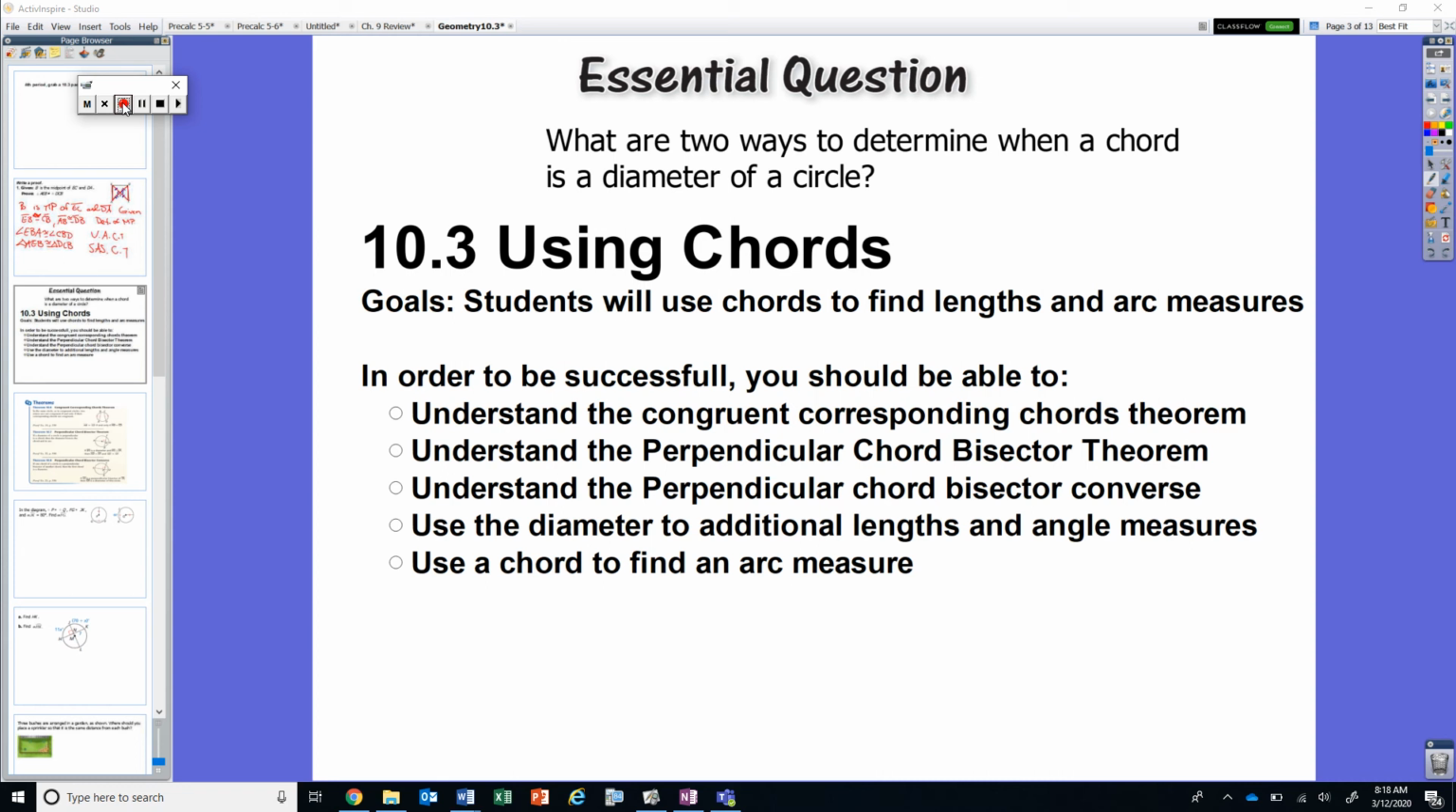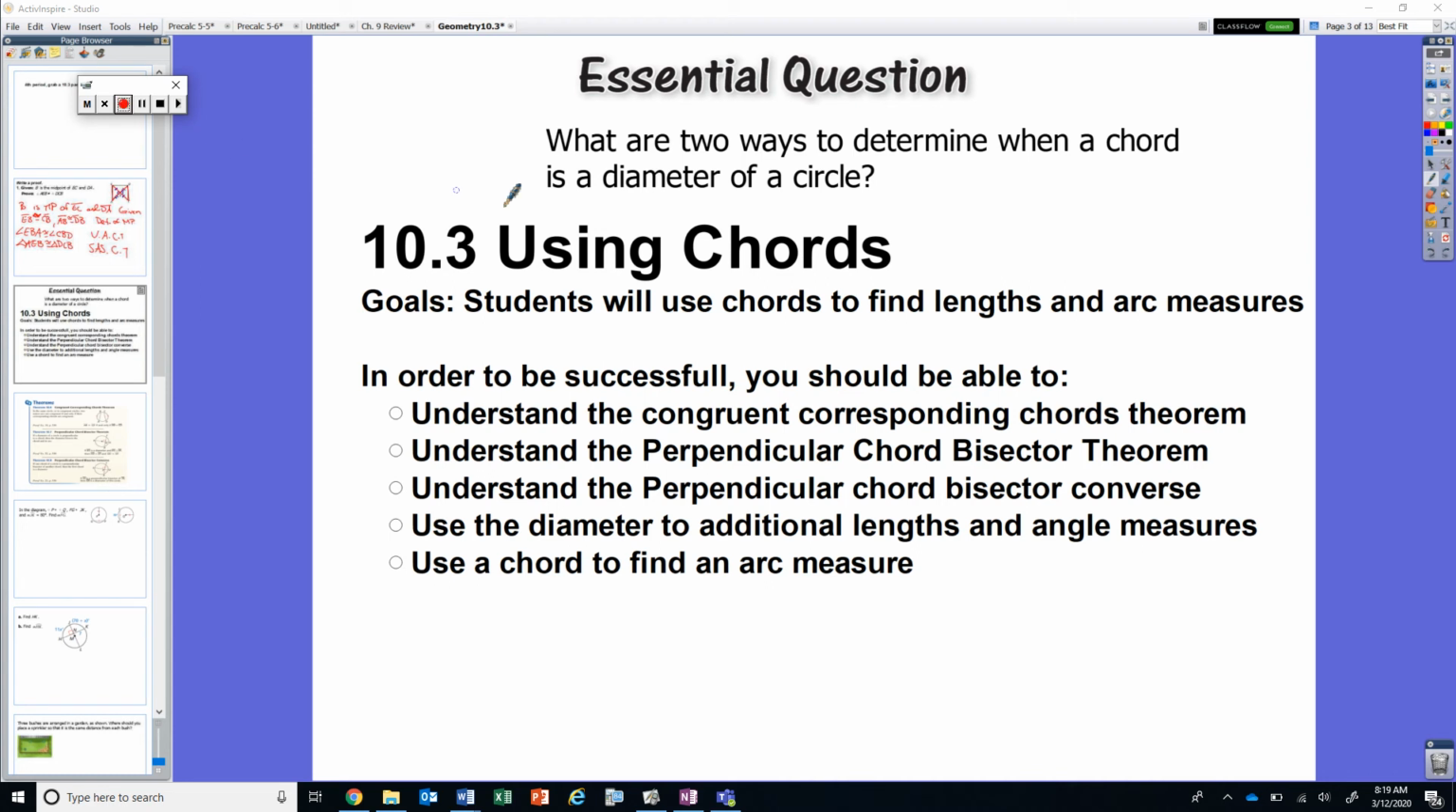Today we are going to be diving into 10.3, which is all about chords. Now remember, a chord of a circle is a segment whose endpoints are on the circle. And so there are actually a handful of theorems that we can utilize using these chords. The goal of this entire section is to be able to use chords to find lengths and arc measures.